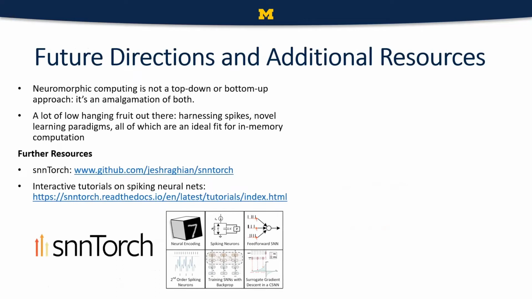But yeah, I guess I'll wrap up by saying that neuromorphic computing is not a top-down or a bottom-up approach. I kind of view it as more of a middle-out thing, if you've watched Silicon Valley. So it's this amalgamation of both, right? And there are a lot of low-hanging bits of fruit there to come up with new ways to do learning that are biologically plausible, that the brain might implement, and learning mechanisms that are a very ideal fit for in-memory computing using SRAM, DRAM, RRAM, so all of that stuff.